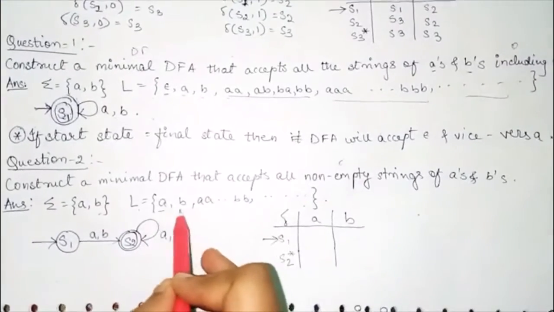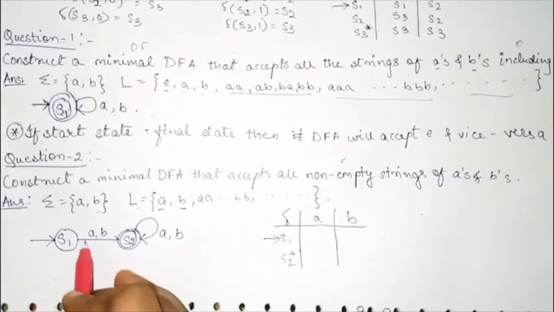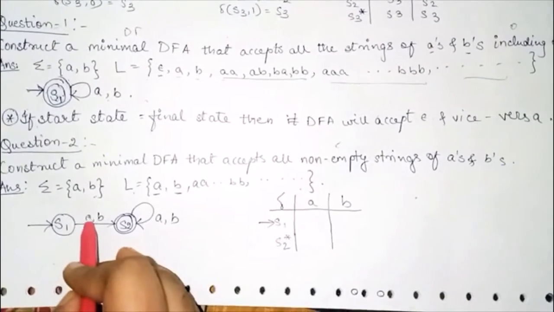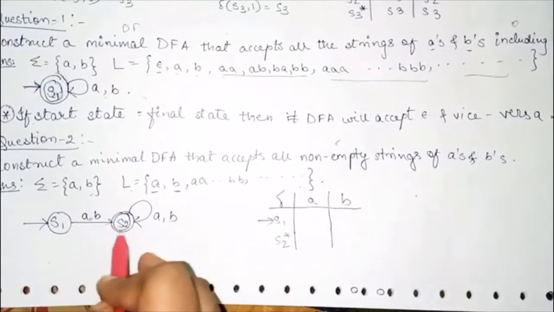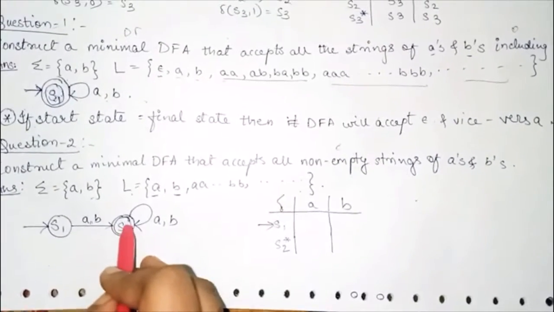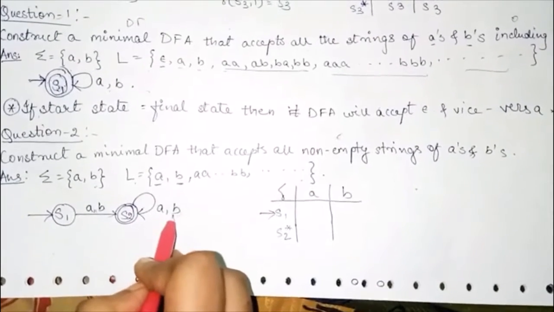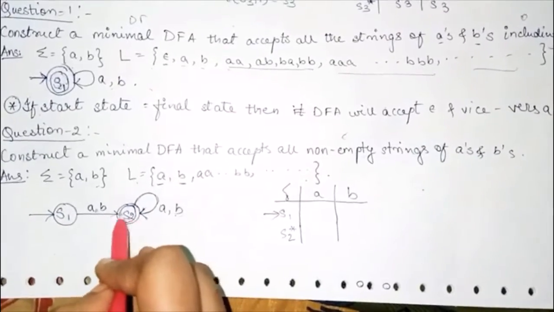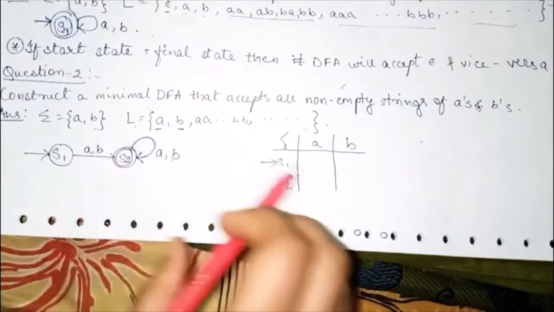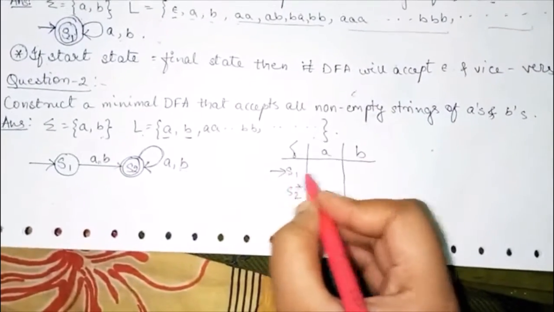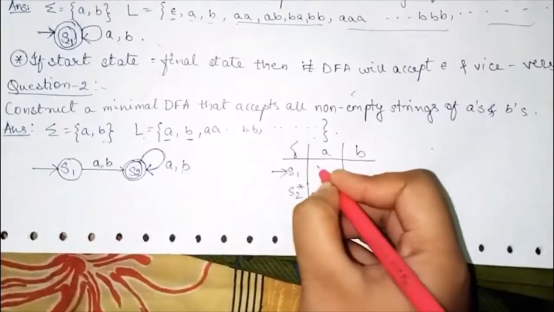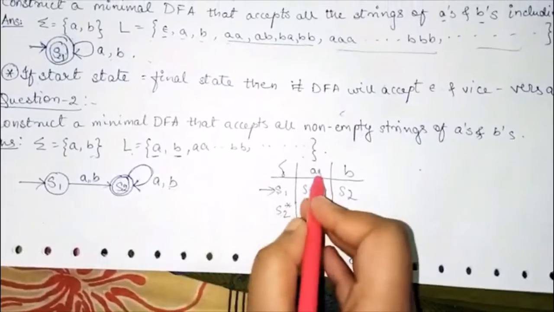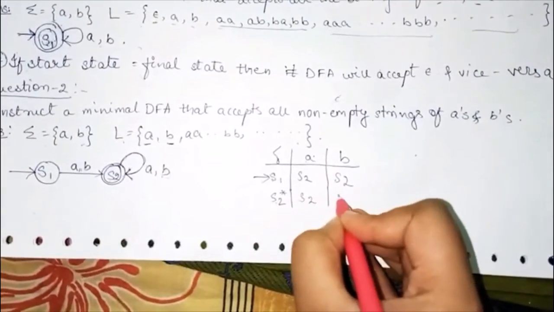So at least one is needed, A or B. So we make a start state S1, and for any input, whether it is A or B, it will reach a final state S2. And after that, whatever comes is also included as the final state. So I will remain in the same final state S2. Okay. And the transition function: S1 on getting A, it is S2. S1 on getting B, it is S2. S2 on getting A, it is again S2, and S2 with B is again S2.